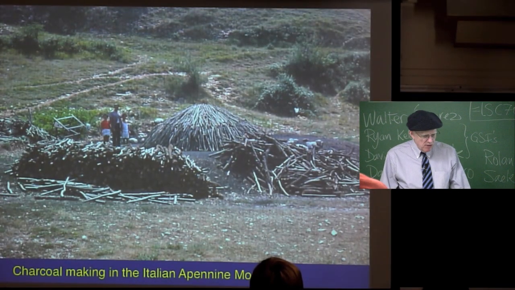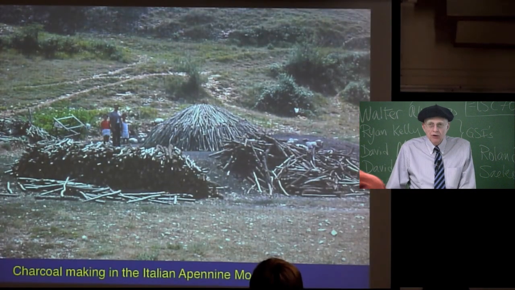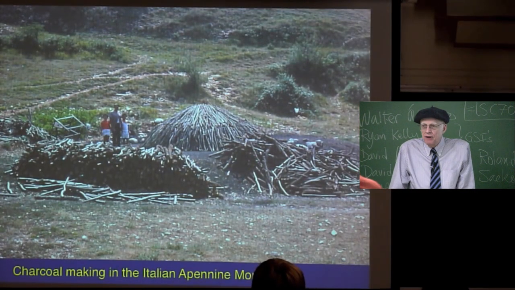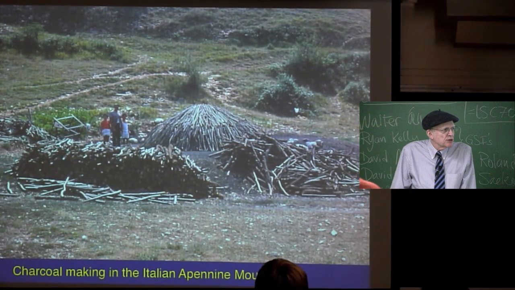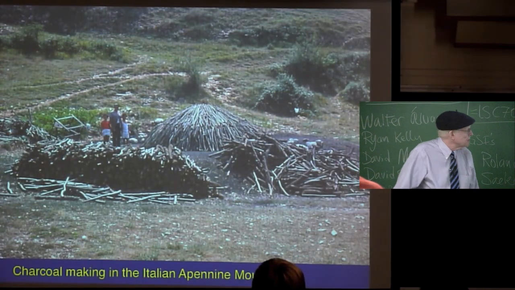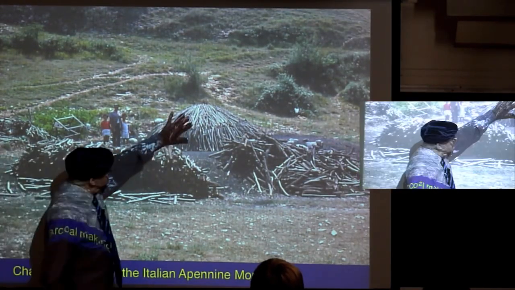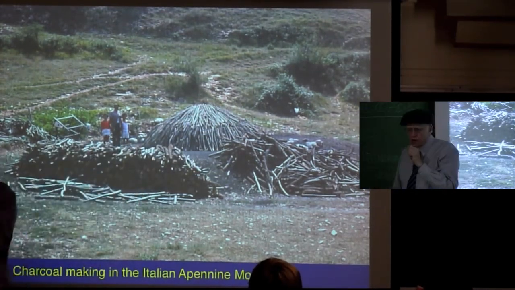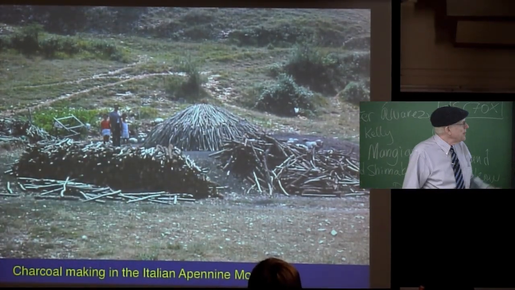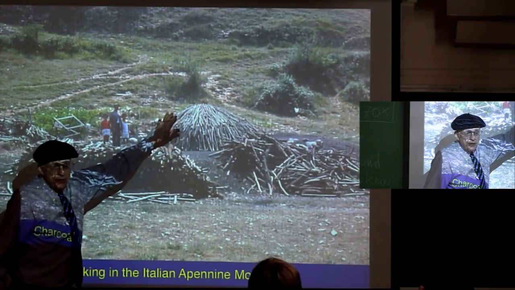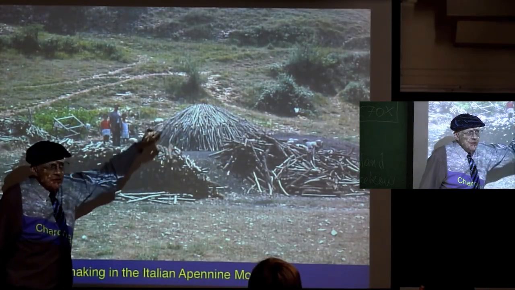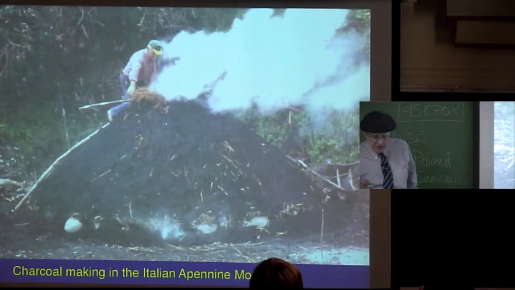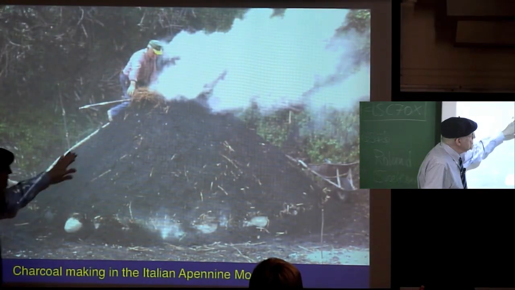Now, I'll take you for a moment to Italy. This is charcoal making. I'm sure you've all seen charcoal or cooked with it. Maybe you haven't seen it made. This is how charcoal is made. They cut all of these dry oak sticks, and then they make this sort of interesting dome-shaped mound. And then they cover it over with dirt to keep most of the air out, and then they set fire to it.